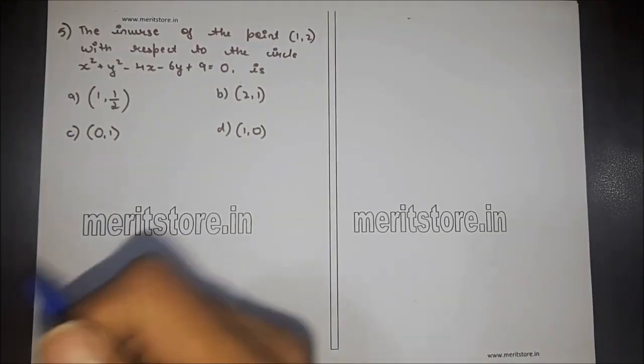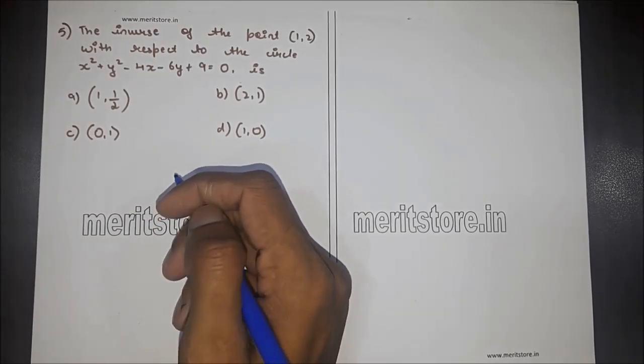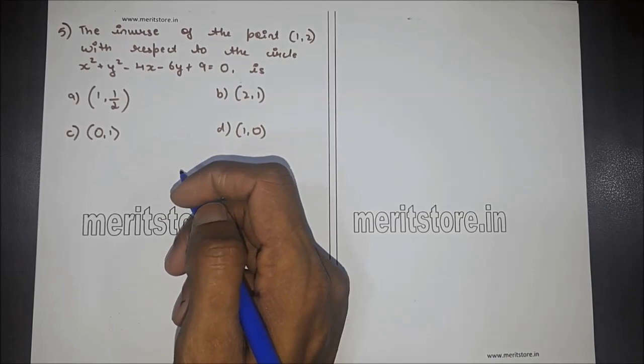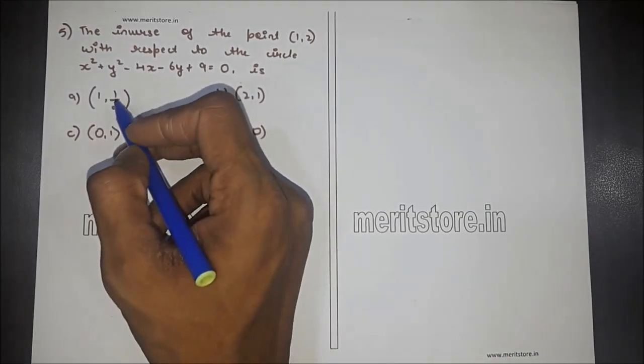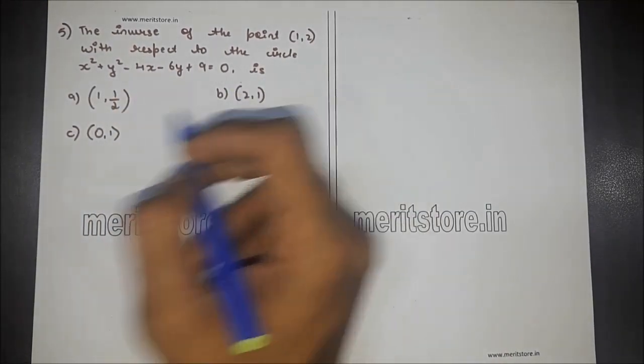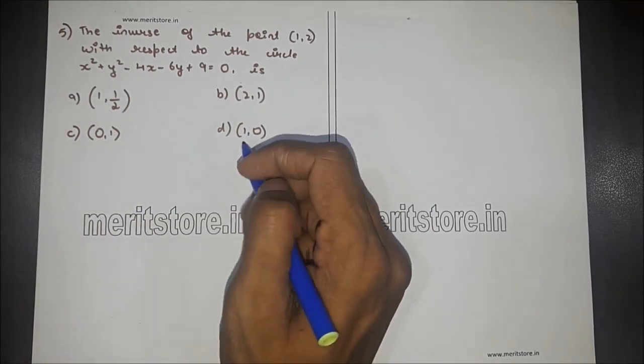Question 5. The inverse of the point (1, 2) with respect to the circle x² plus y² minus 4x minus 6y plus 9 equal to 0 is: A (1, 1/2), B (2, 1), C (0, 1) and D (1, 0).